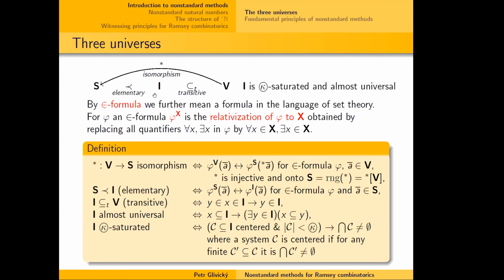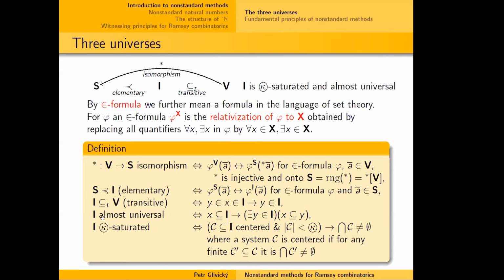So I is required to be almost universal, which means that any subset of I is actually a subset of some element of I already. So the elements really cover the class almost completely. And the last thing, again, shouldn't be problematic.